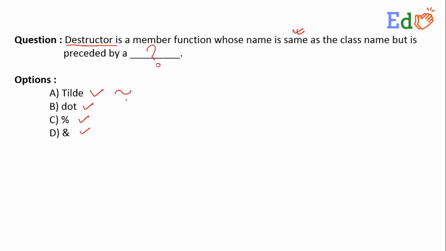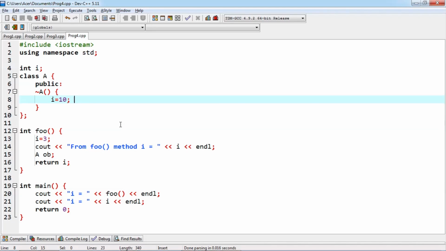We are supposed to select one of the characters here. Tilde means this symbol, dot means this one, this is a percentage, and this is our ampersand. So to give the correct answer, let us go for one sample coding. Here we have the sample code. You can find that here we have defined one class. The name of the class is A.